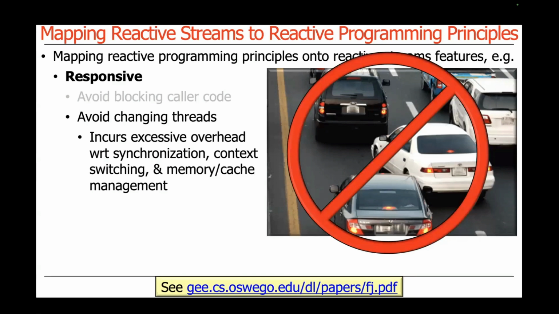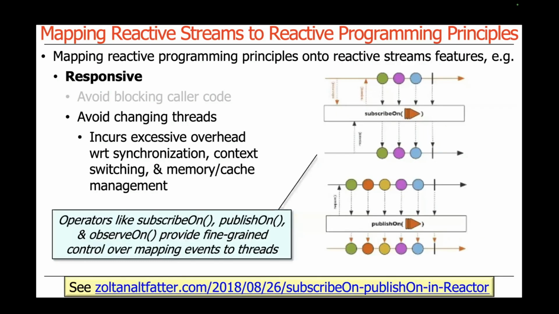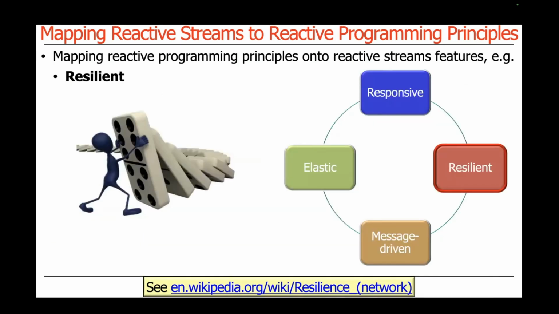Something else you can do is you can avoid having to change threads if you don't want to incur the costs of synchronization, context switching, and memory and cache management. So this can help to make things have lower overhead while still being able to leverage asynchronous processing and asynchronous programming. Once again, the operators that are defined in RxJava and Project Reactor, like subscribe on, publish on, and observe on, give you this fine-grained control over mapping events to threads. So that was the responsiveness principle.